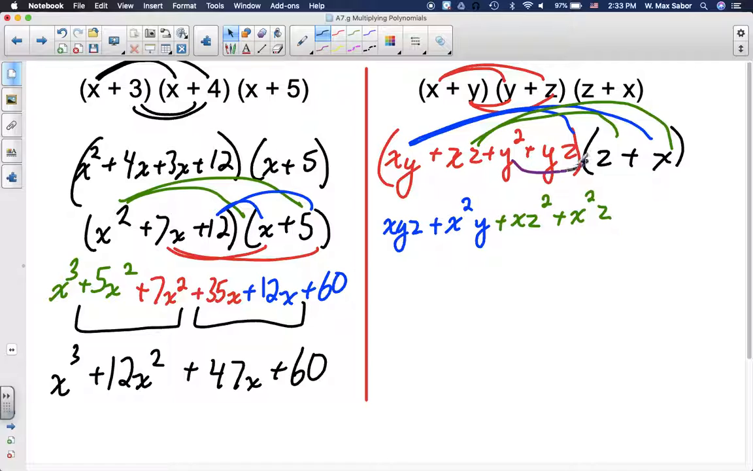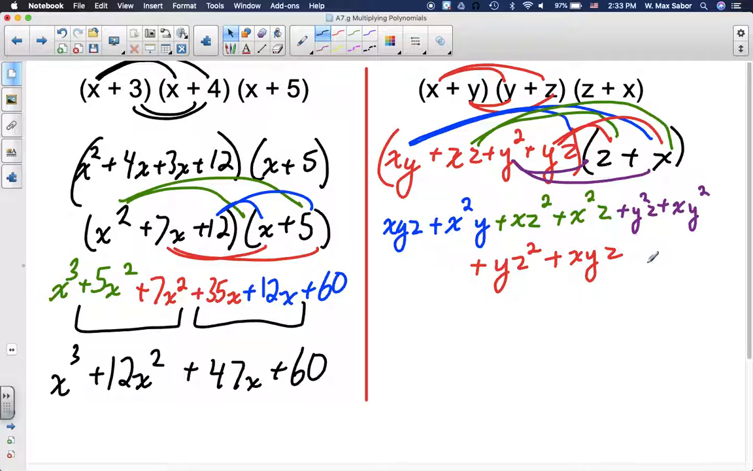Gonna have to use all my colors here. Y squared times z and y squared times x will be y squared z and x y squared. And the last one, yz times z and yz times x. So yz times z is yz squared. Yz times x is xyz. All right, so I think we've done all of them, and now there's only one set of like terms. The xyz and xyz are the only like terms here.